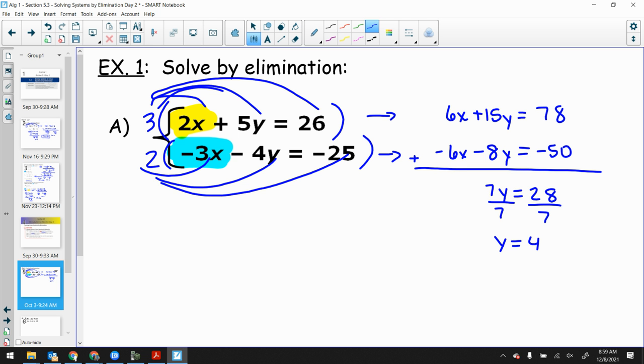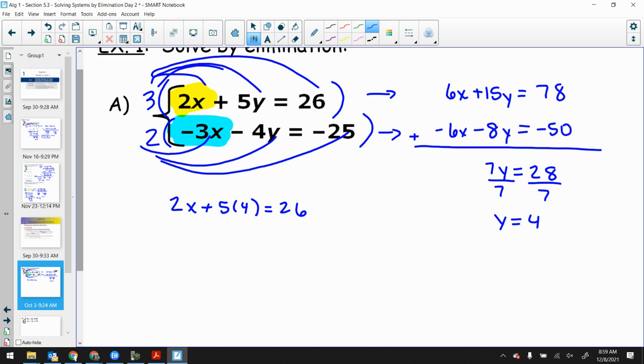Now we plug it back in. Let's go into the top. 2x plus 5 times 4 is 26. 5 times 4 is 20. We subtract 20 from both sides. We get 2x is 6.